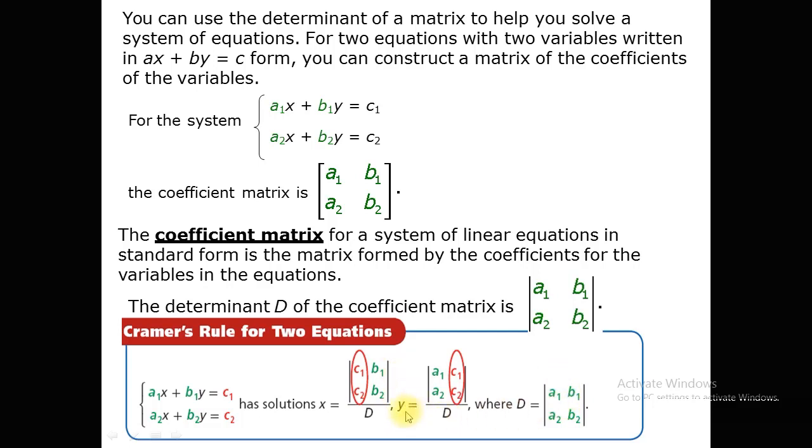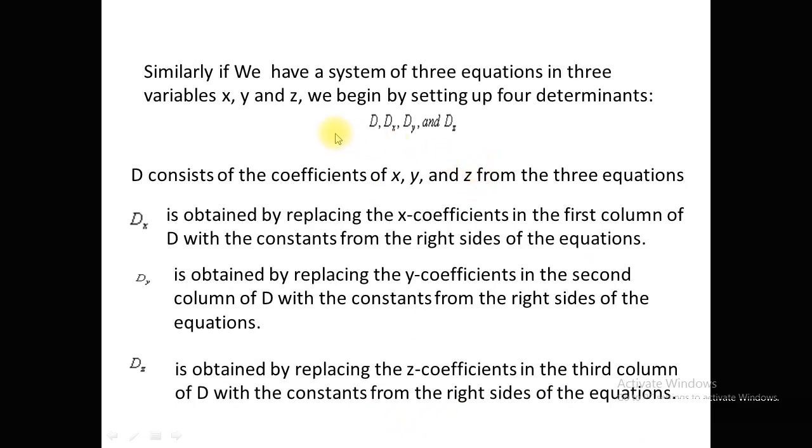Now for the solution of y, replace the coefficients in the second column by the constants on the right hand side of the equations, and this new determinant will be called Dy. Find the determinant of this Dy matrix, and dividing by the determinant of the coefficient matrix, we get the value of y. Now suppose we have a system of 3 equations in 3 variables x, y and z.